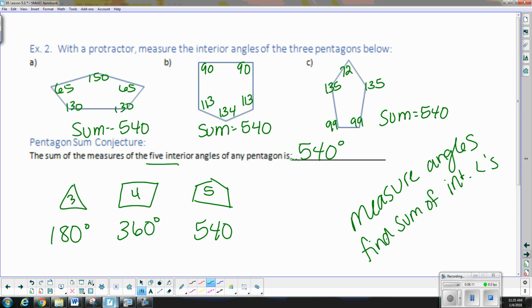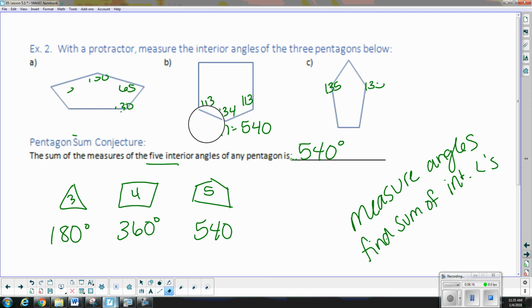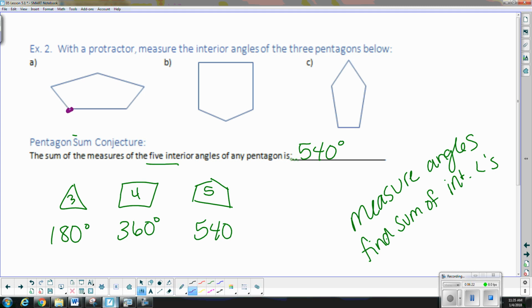We can do the same thing for pentagons. So again, I'm going to erase all my angle measures. You should already have those down. So if I pick any one vertex and draw diagonals from that single vertex, how many triangles do I make?